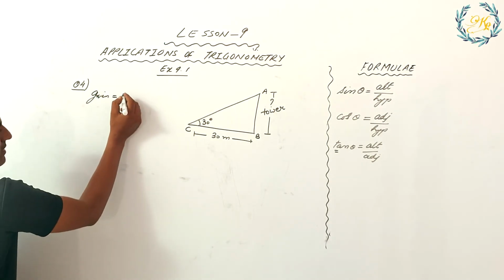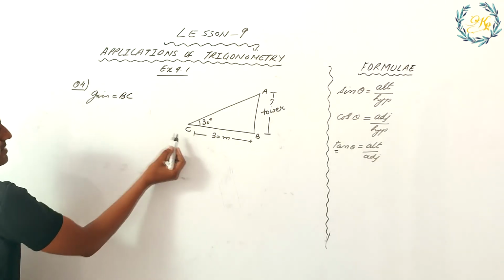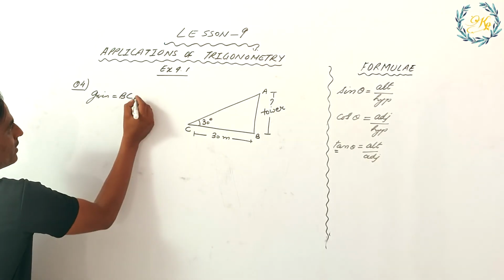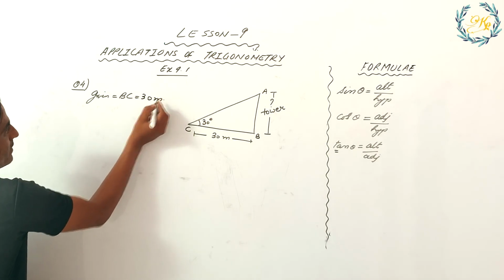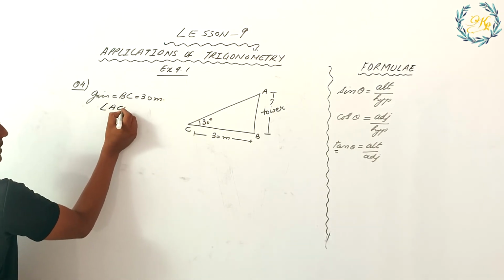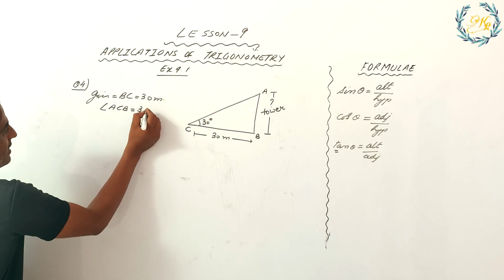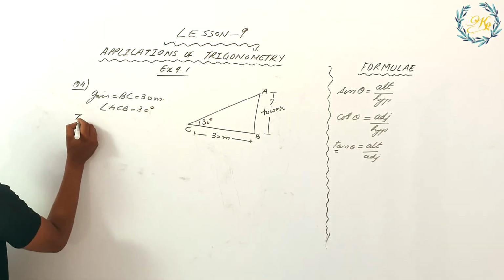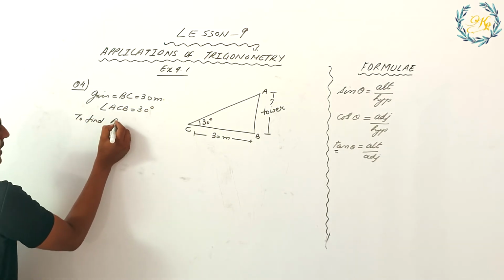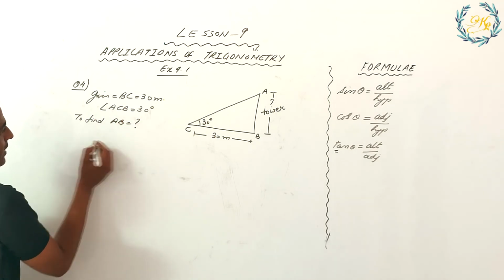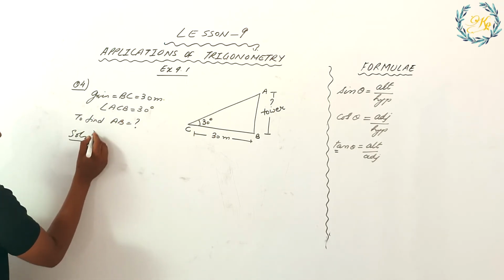We are given that distance BC, that is the distance of a point from the foot of the tower, is equal to 30 meters. The measurement of angle ACB, that is the angle of elevation, is 30 degrees. What do we have to find? We have to find the height of the tower, which is equal to AB. So now we start the solution.